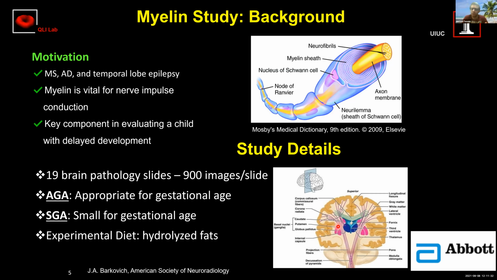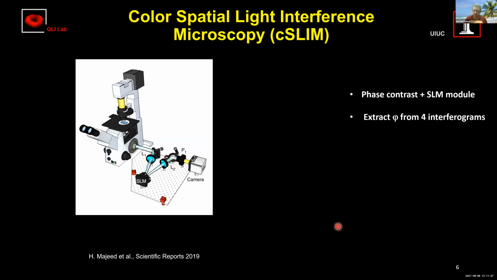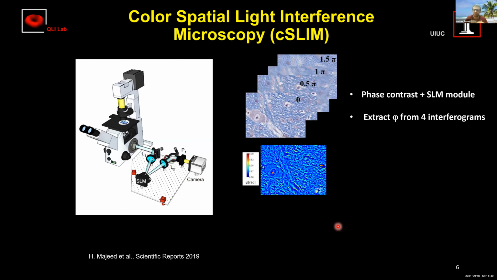The other thing that they did was they divided the piglets into 2 groups, one with an experimental diet and the other without. And the experimental diet included hydrolyzed fats, which is associated, they think, with an increase in myelin abundance. What we did is we imaged this with something called CSLIM.